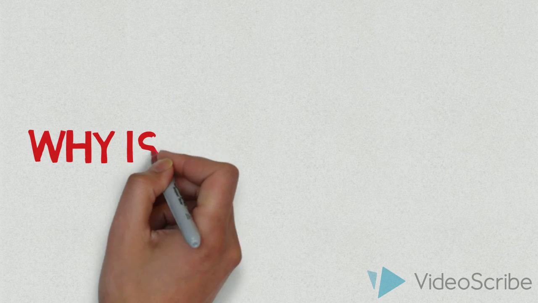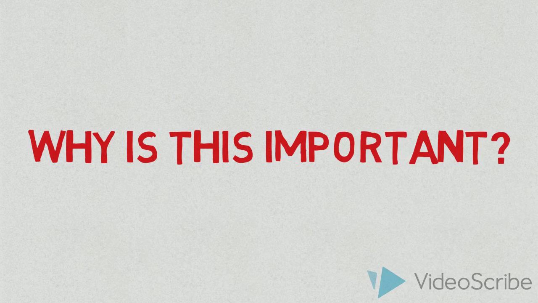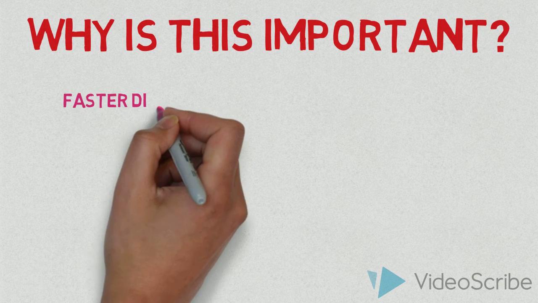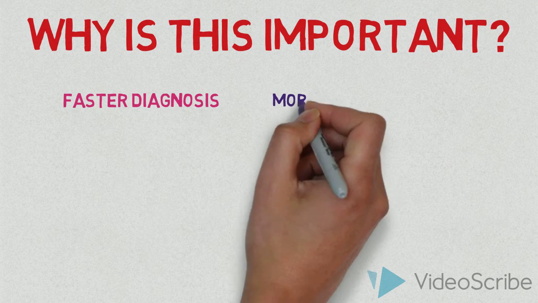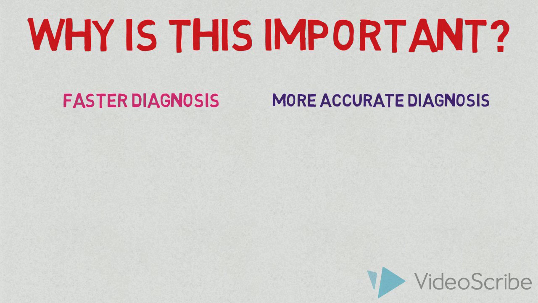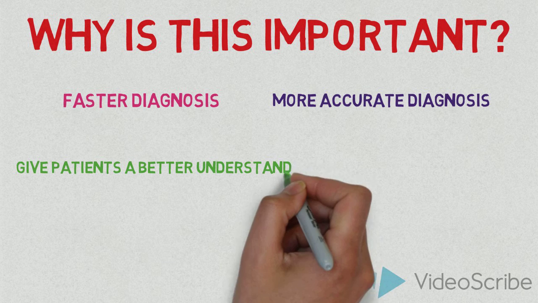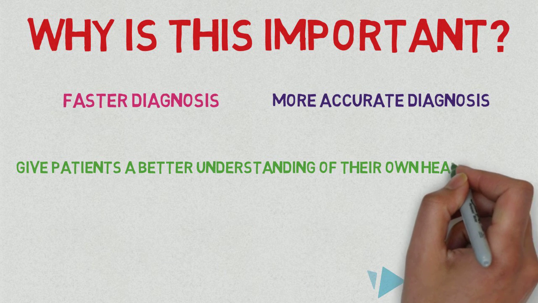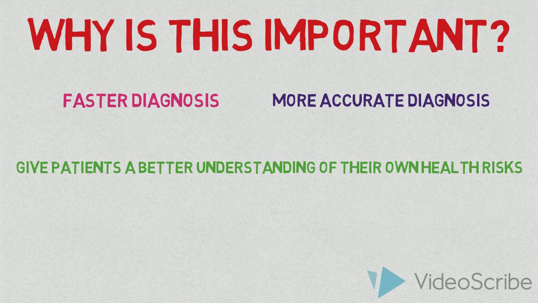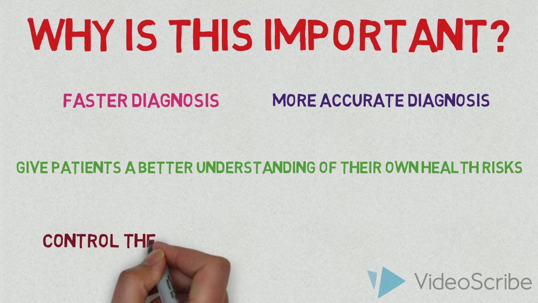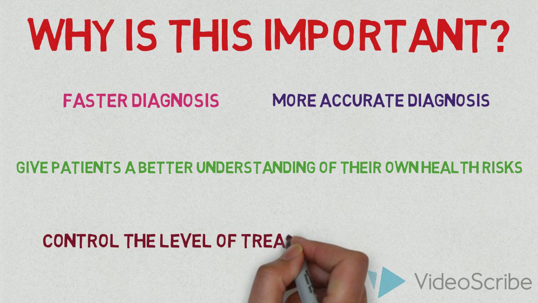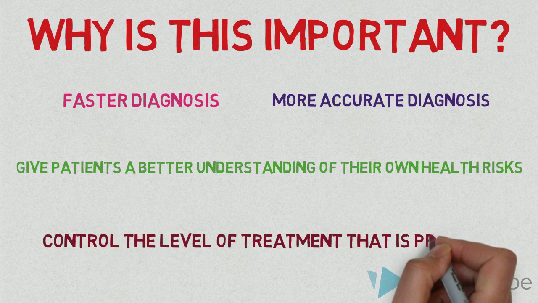So, why is this important? Well, for a healthcare professional, by understanding a patient's geographical origins, treatment specialists can diagnose the disease faster and provide the patient with a more accurate diagnosis. As well, this also provides the patient with a better understanding of their own individual health risks that come with their ancestral links. And finally, it also helps the healthcare professional provide the correct level of treatment so that antibiotic resistance and overtreatment can be limited.